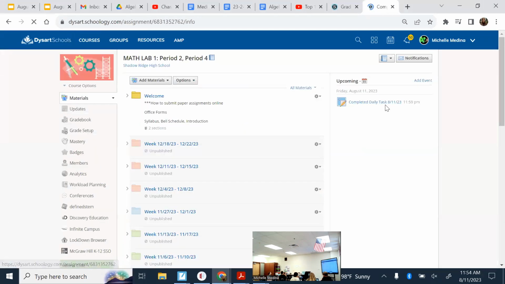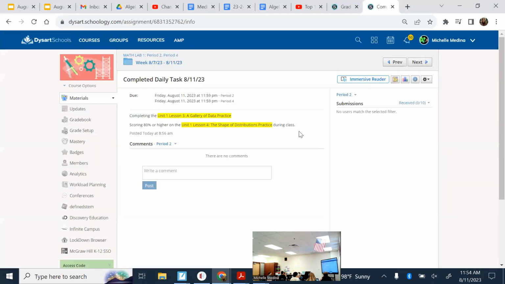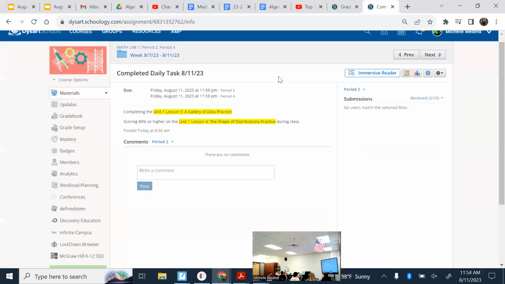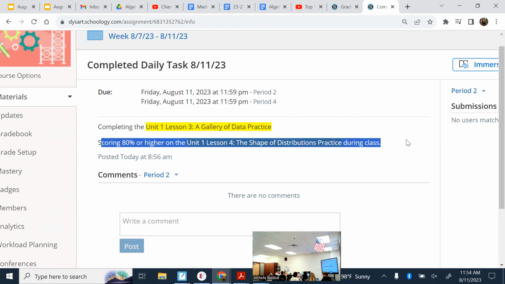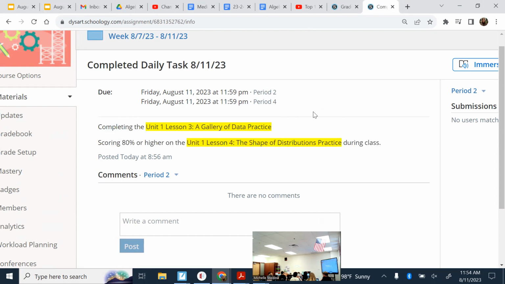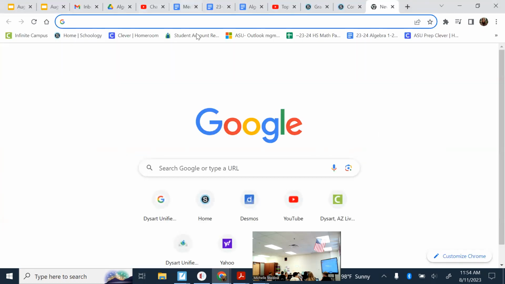So like completed daily task, because obviously we're doing assignments from algebra, those get scored in algebra for accuracy, completion, and things like that. But for math lab, today's task is to do this practice, which you all did. So you're all going to get at least 10 points out of the 20 for this. And then the other goal is scoring 80% or higher on this practice. Now, if you still don't know how to figure out if you got 80% or higher, at the end, it'll usually tell you either out of 10 or out of whatever points there were.